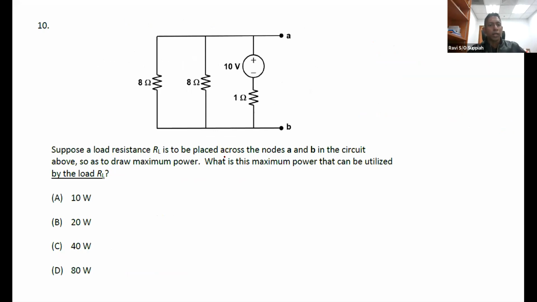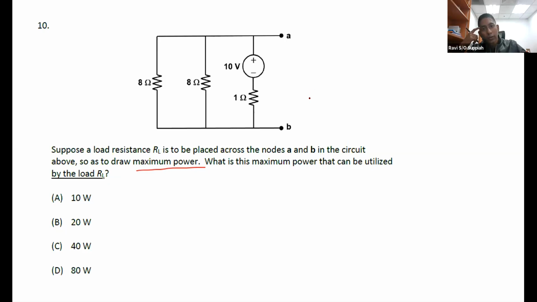In this one, we have a load resistance RL to be placed across the nodes A and B in the circuit. There's supposed to be a load resistance, but it's not there, and the objective is to draw maximum power. As I mentioned just now, the moment you see maximum power transfer, you automatically know it is Thevenin's equivalent. Finding the maximum power that can be utilized by the load RL means you are effectively being asked to find the Thevenin's equivalent circuit.